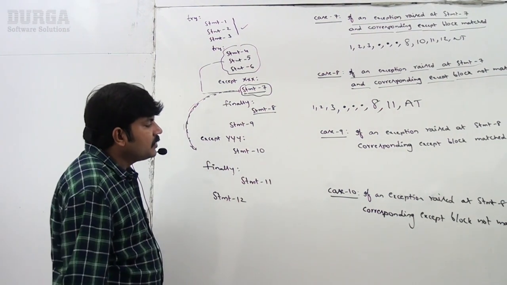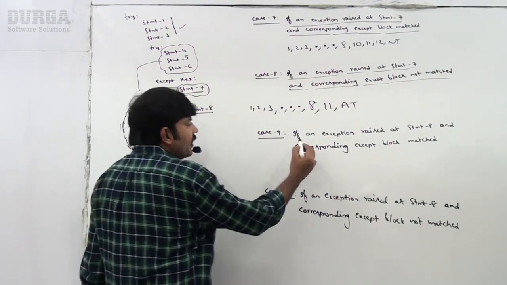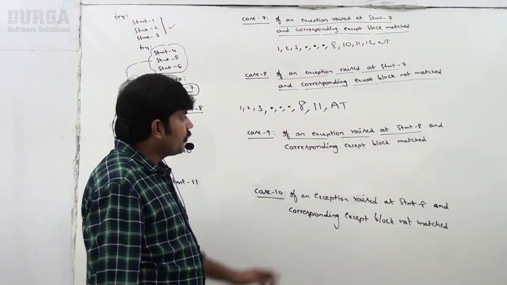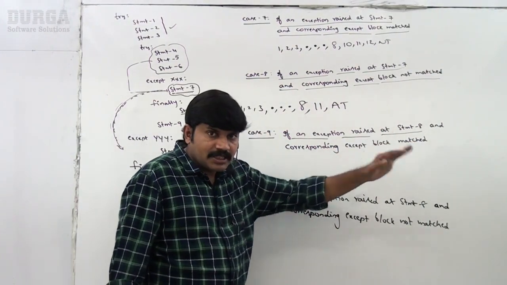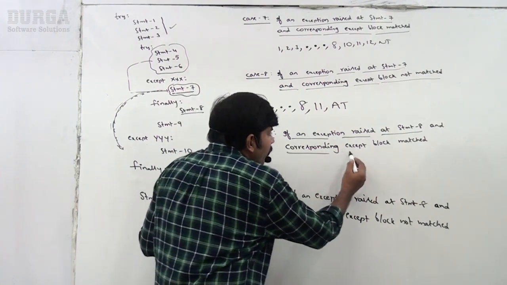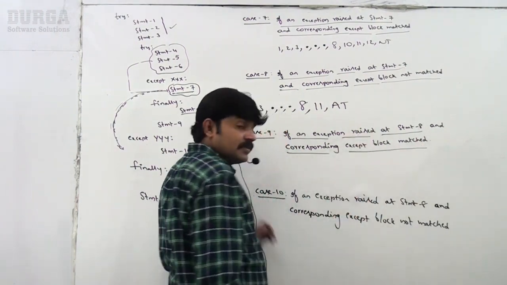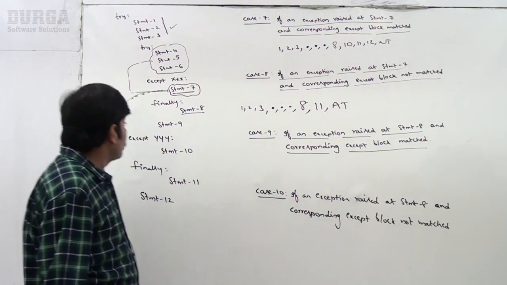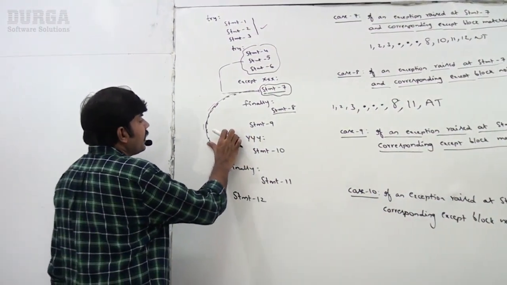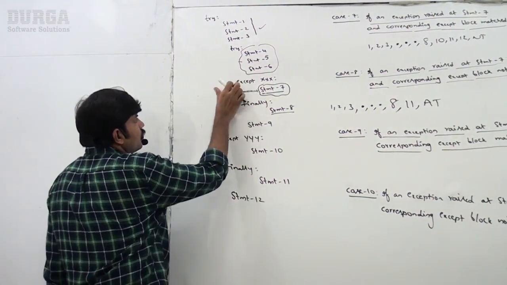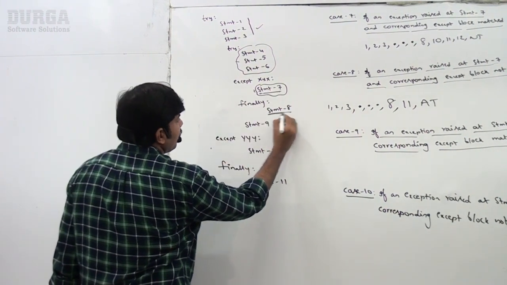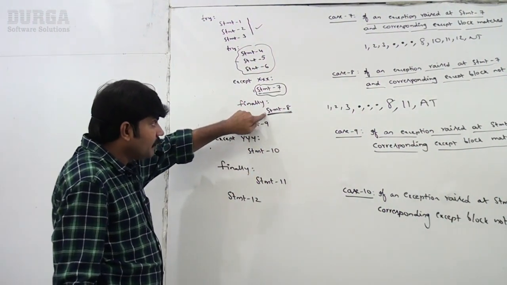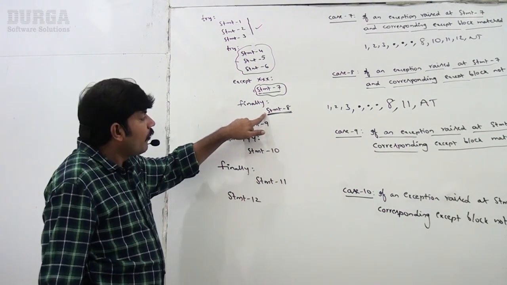Okay, well. Sir, now the next one. If an exception rises at statement 8 and the corresponding except block matched. Sir, which is the statement 8, which is the corresponding except block? Now observe. Sir, statement 8 means, do you know statement 8 means finally block. Inside inner finally block if an exception rises, what is the flow now?